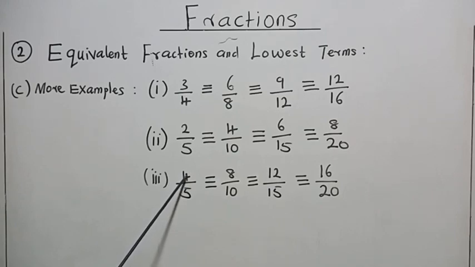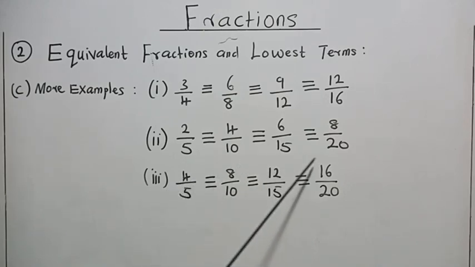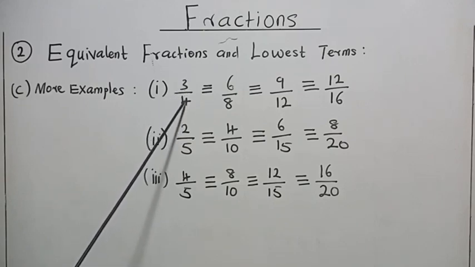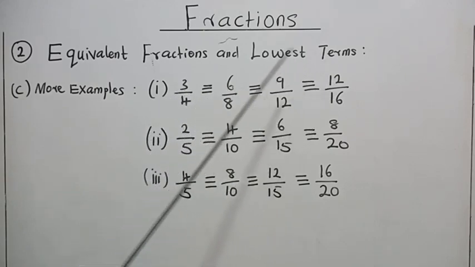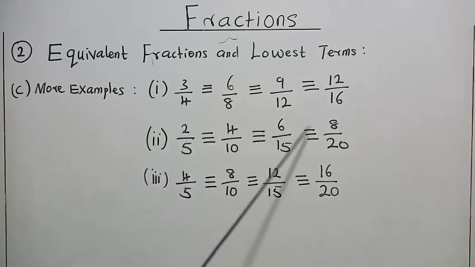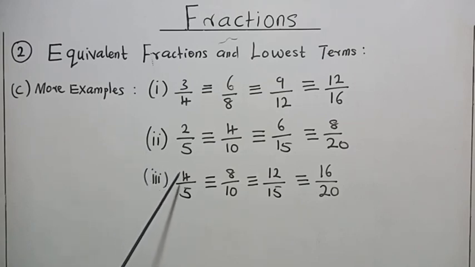4 multiplies 4 to give us 16. Like before, the 4 was chosen arbitrarily, not in obedience to any instruction, just for practice. Again, 4 times 4, 16. The same 4 times 5 is 20. So this way, 3 over 4 has produced other fractions equivalent to it. 2 over 5 has produced all these fractions equivalent to it. And now 4 over 5 has produced these 3 other fractions equivalent to it.